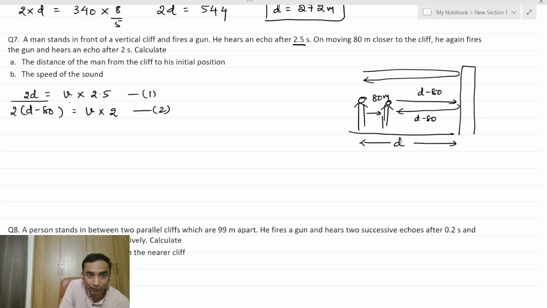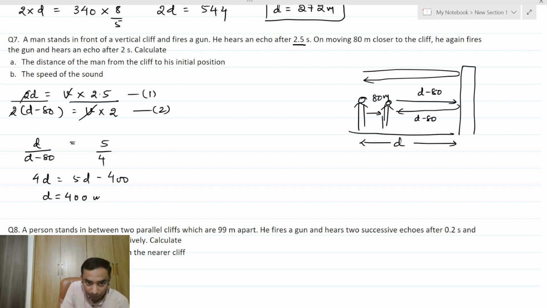I'm going to divide both of them. So v gets cancelled, 2 gets cancelled. So d upon d minus 80 is equal to 2.5, which can be written as 5 by 2, so it will become 5 by 4. Solving this equation, 4d is equal to 5d minus 5 into 80, which is 400. So the distance itself is 400 meters.